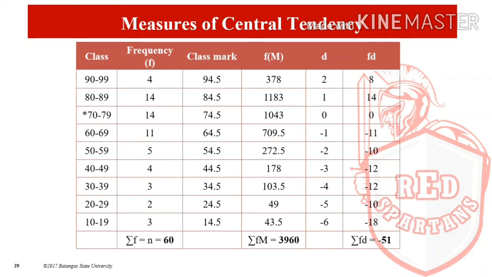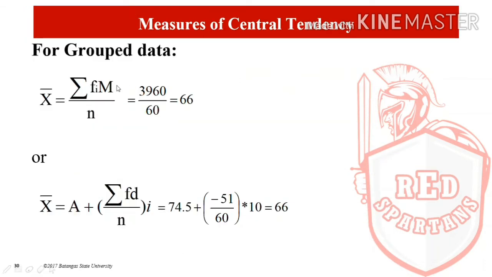So, after nating makuha yan, pwede na nating makuha yung mean ng group data. So, ito, yung ating summation ng F sub I times M is equivalent to 3,960 divide N equivalent to 60. So, ang ibig sabihin yung ating X bar or yung mean ng group data is equivalent to 66. Or pwede naman ito, yung ating A or assume mean or midpoint or class mark ay 74.5.